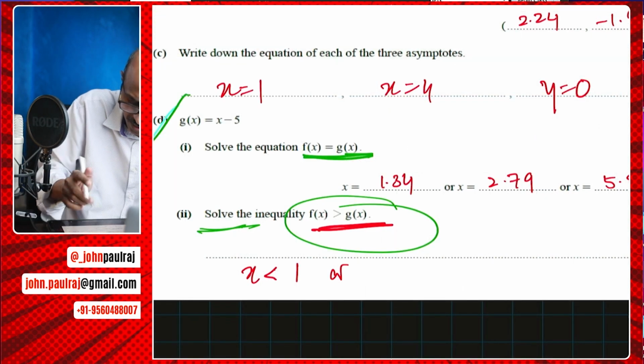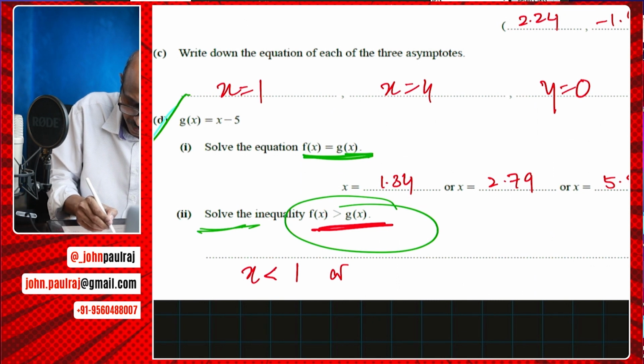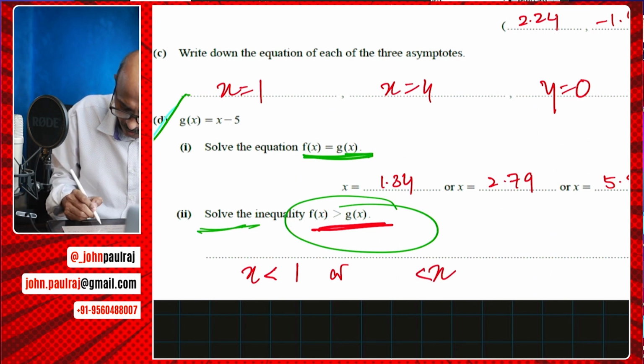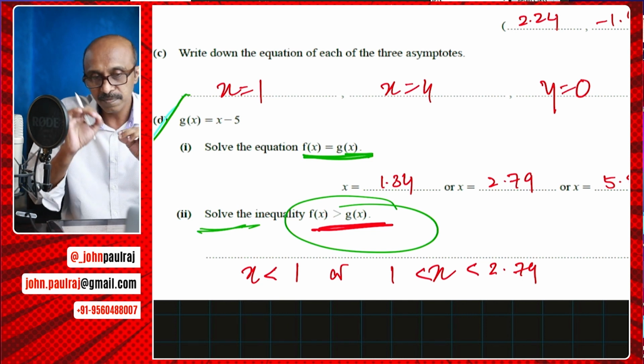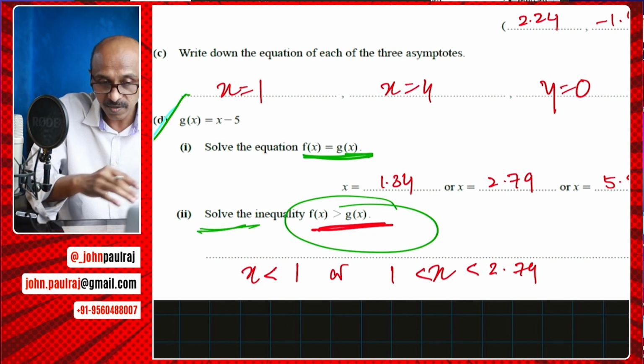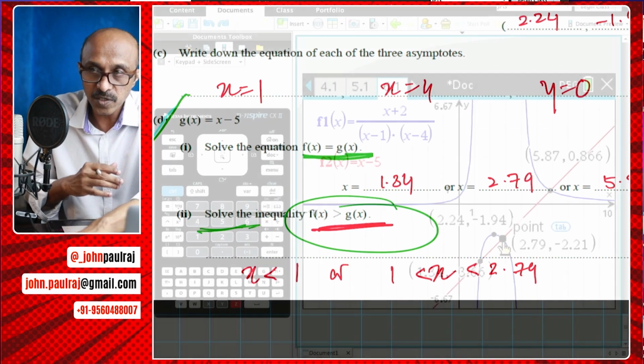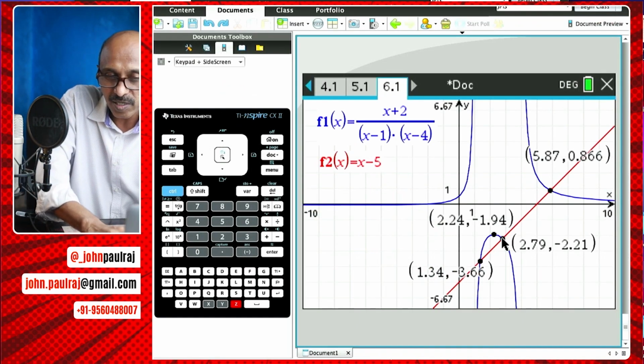we write it down as x between 1 and 2.79. You should not use equal at 2.79. Don't use equal, because at that value both the blue graph and the red graph are equal. Can you see that? They both are equal there, so it should be strictly less than. So anything between those values, the blue graph is above.